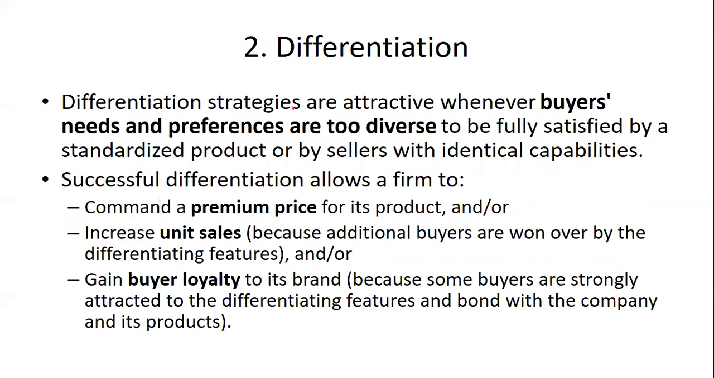Next, we have differentiation. Differentiation strategies are attractive when the buyers' needs and preferences are diverse. So it can be useful only when needs are diverse. In what way does it help the firm? It commands a premium price for the product. It increases unit sales because additional buyers are won over by the differentiating features. It gains buyer loyalty. Some buyers are strongly attracted to the differentiating features and a bond is created by the organization. So differentiation strategies really help where the buyers' needs and preferences are too diverse.